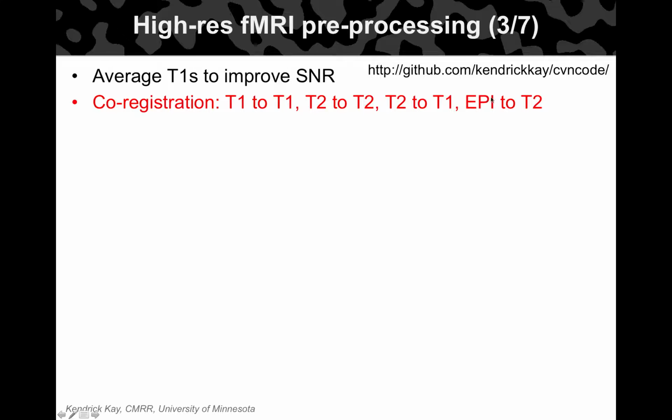And there's also our functional data to the T2. These are similar in tissue contrast, so that's a little more well-behaved. So there's a bunch of co-registration in our pre-processing.